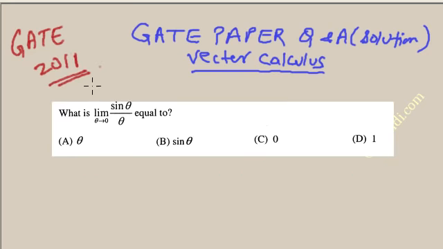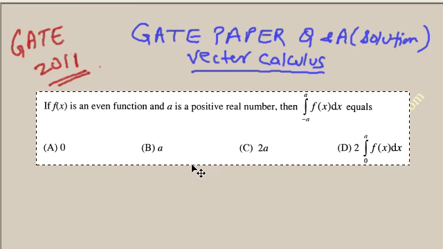Okay, this is the question from 2011. What is the limit of sin theta by theta as theta tends to 0? You remember it, this is 1. So the answer is this.